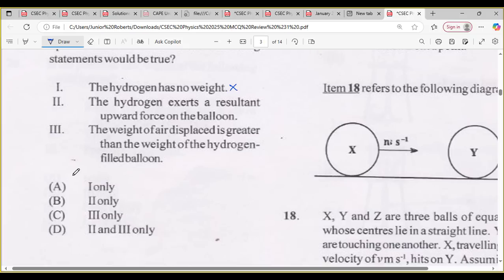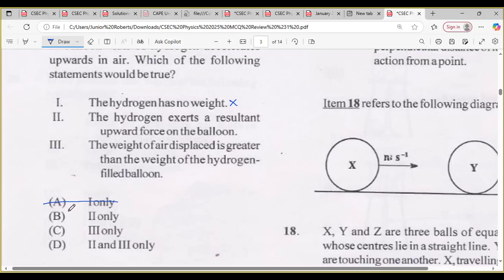So we say that one is false, so it means then that this one is not a part of our answer, right? So our answer could either be B, C, or D. So we now have a greater probability of selecting the correct answer. So that's about 33% chance of selecting the correct answer if we have to rely on just a guess game.